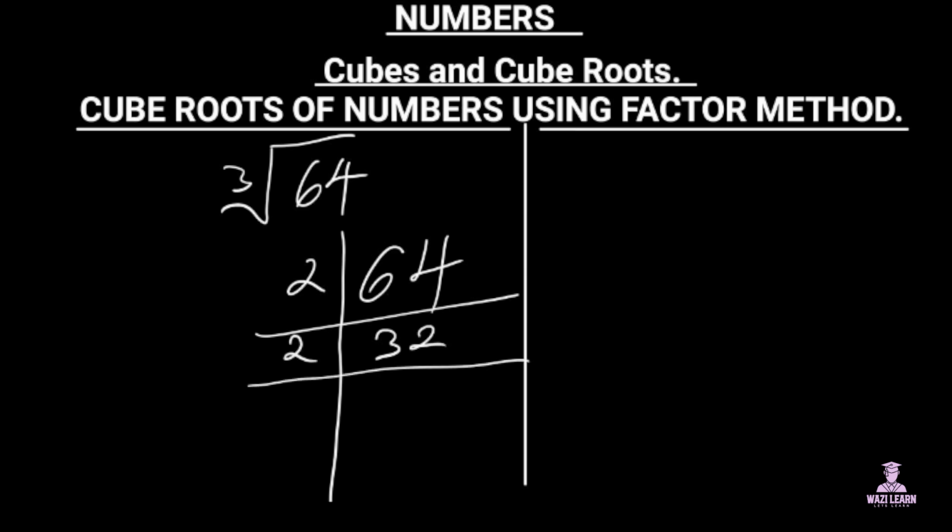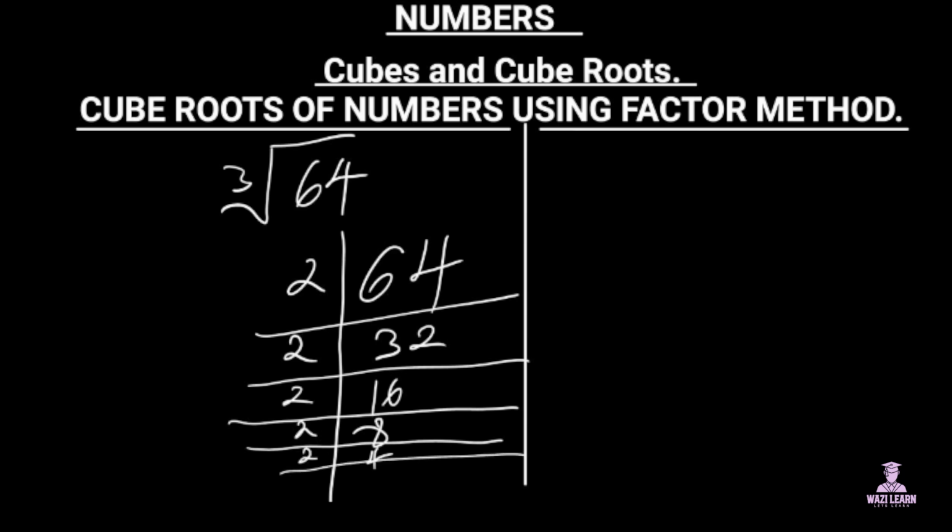32 divided by 2 will be 16. 16 divided by 2 will be 8. 8 divided by 2 will be 4. And then 4 divided by 2 will be 2. And then 2 divided by 2 is 1. So you divide until you reach the value 1.